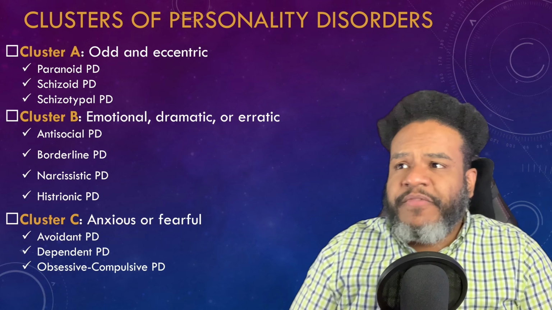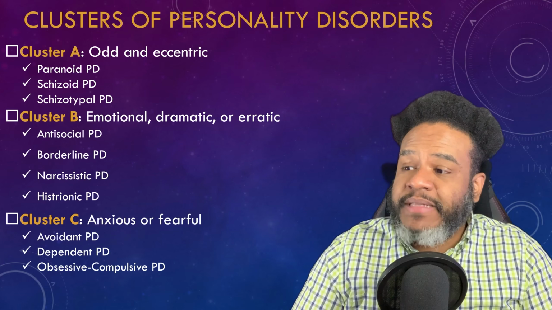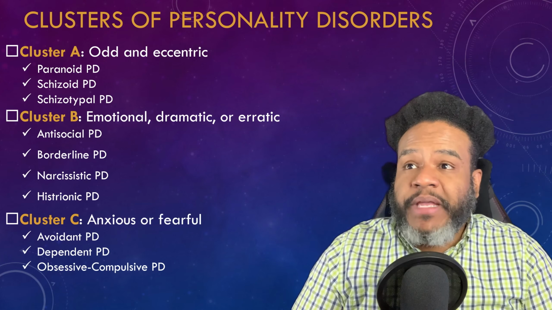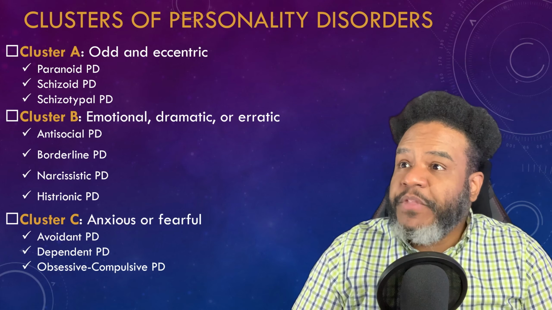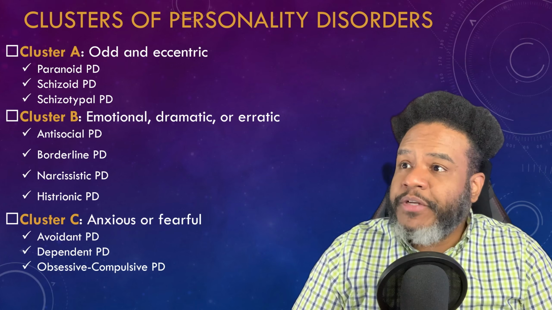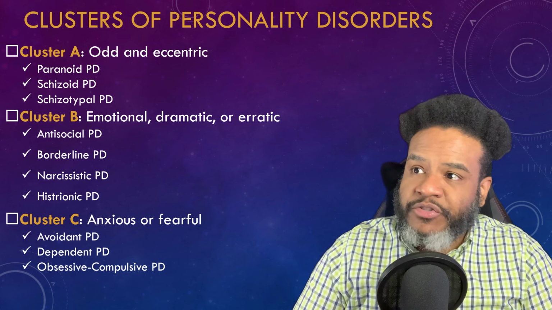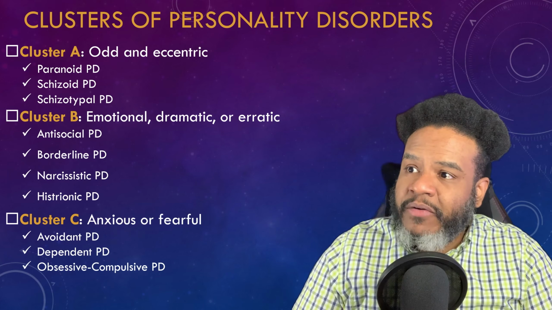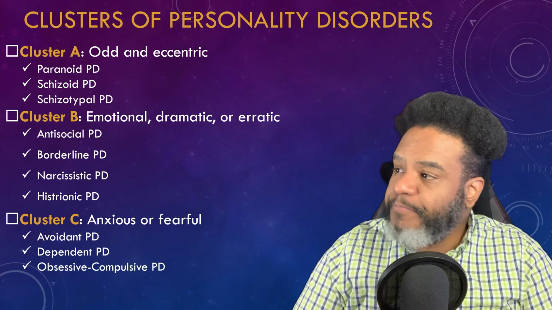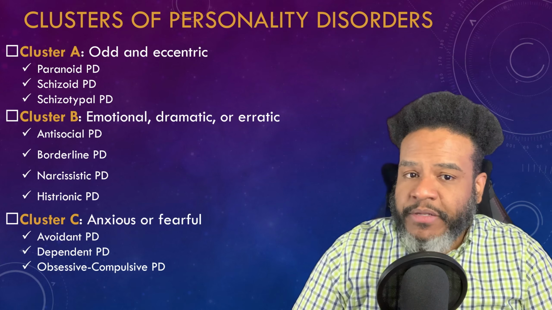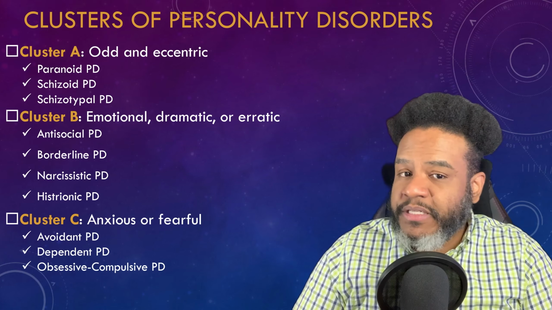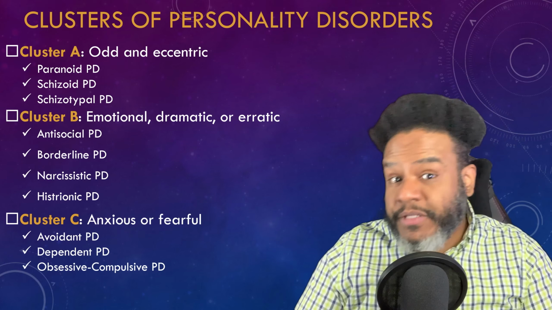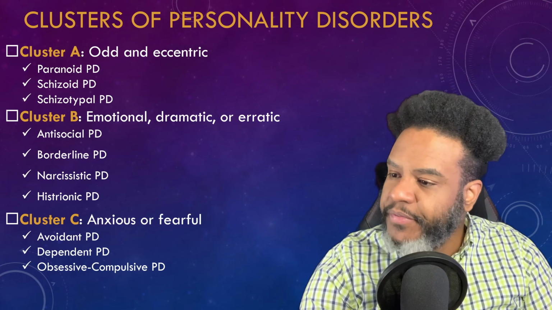All right, so the DSM-5 describes 10 types of personality disorders broken into 3 categories. We're going to get into more details on these a little bit later, but for right now, you should know that the 3 main subcategories are cluster A, odd and eccentric, cluster B, emotional, dramatic, and erratic, and cluster C, anxious or fearful. So these are going to be the 3 categories of personality disorders. And as you can see right here, we have those personality disorders listed under each category. If you go to the DSM-5 online, you'll see more about this.